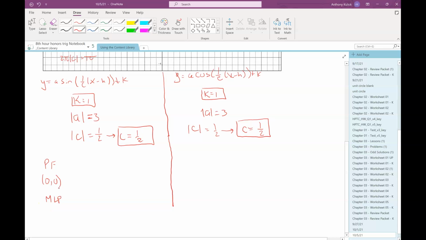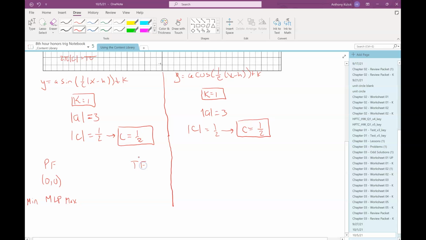And as we mentioned, there's two different kinds of midline points. There's a midline point that goes minimum, midline point, maximum. And there's midline points that go maximum, midline point, minimum. So we need to make sure we're indicating which one of those two types this one is from the parent function. This is the one that goes min, midline, max.